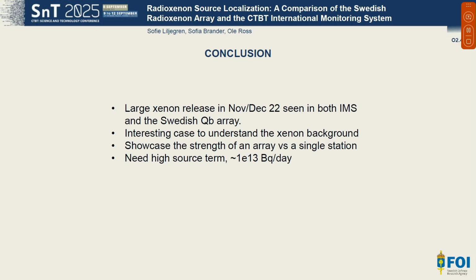But this could also be used to showcase the strength of using an array of measurement, so a denser array than the IMS of xenon measurement stations, compared to a single IMS station when trying to localize an event. And also we needed a quite high source term to fit these observations, about 10 to 13 becquerel or a little bit more per day. Thank you.